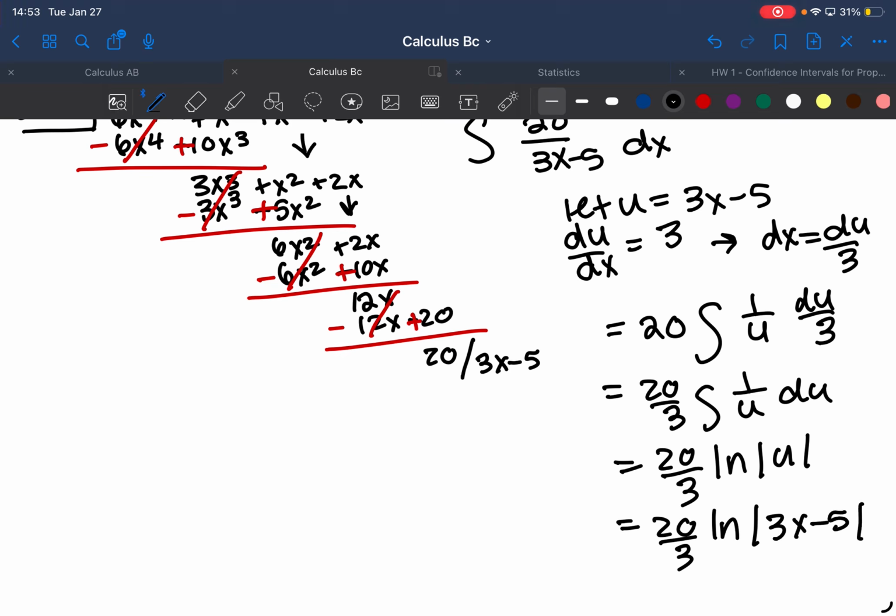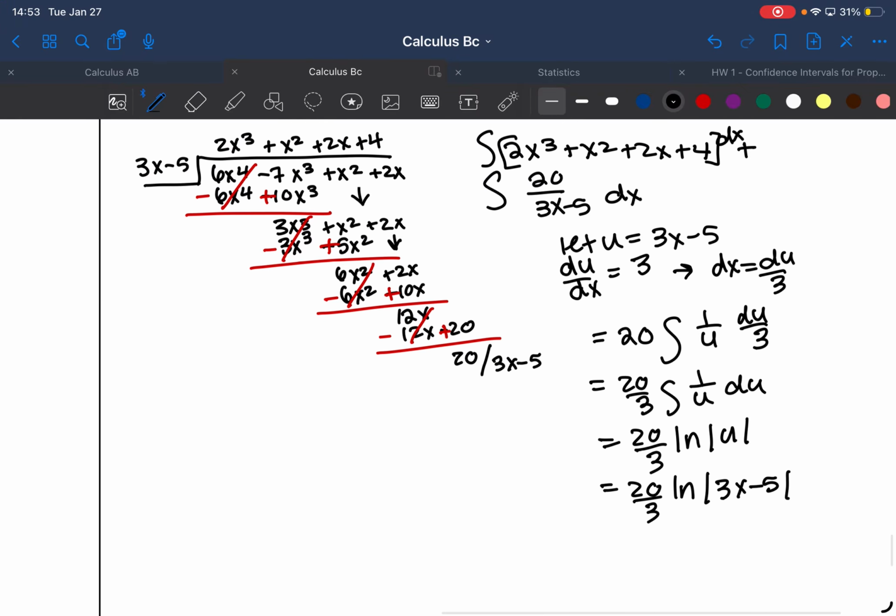Okay, and I solved the quote-unquote hard one, right? I did the u substitution for that second integral. Then I just need to go back and solve the other one, put them together, and not forget plus C at the end. Okay, so let's look at the other one. So we have 2x cubed plus x squared plus 2x plus 4.